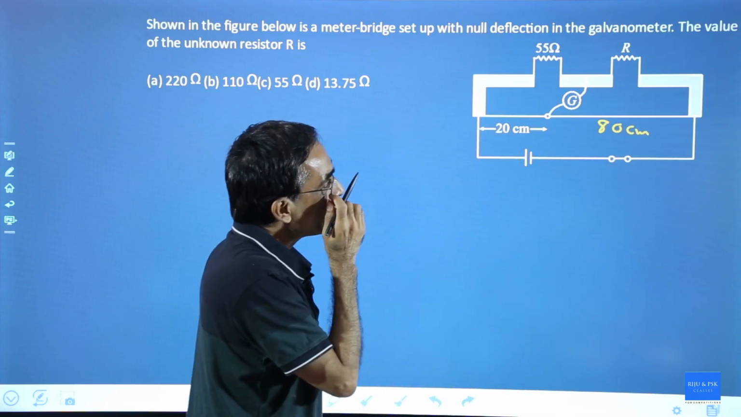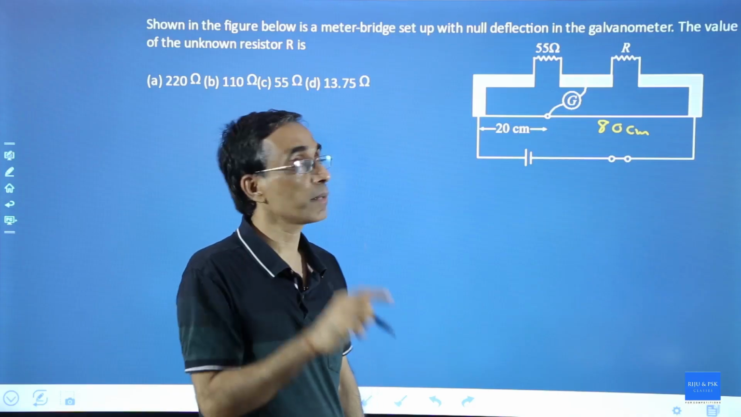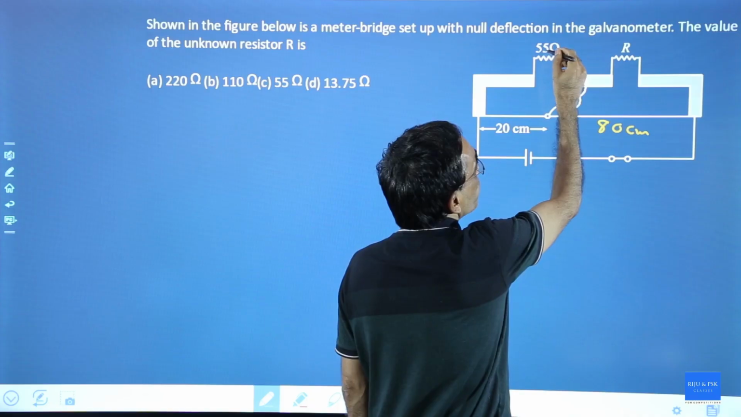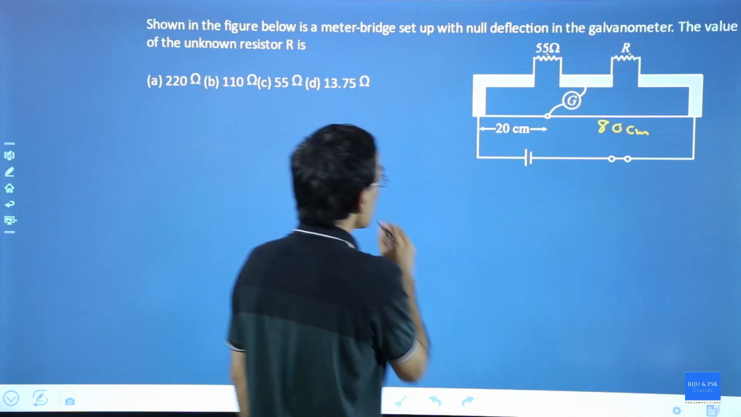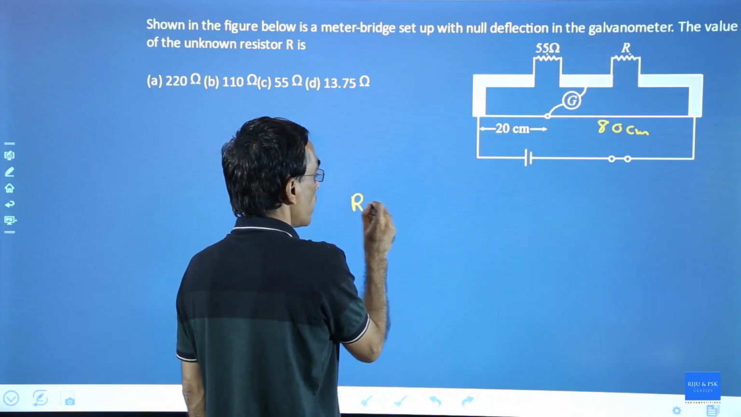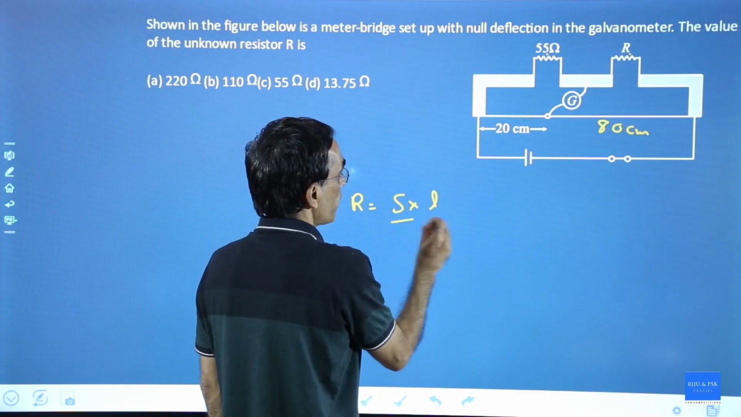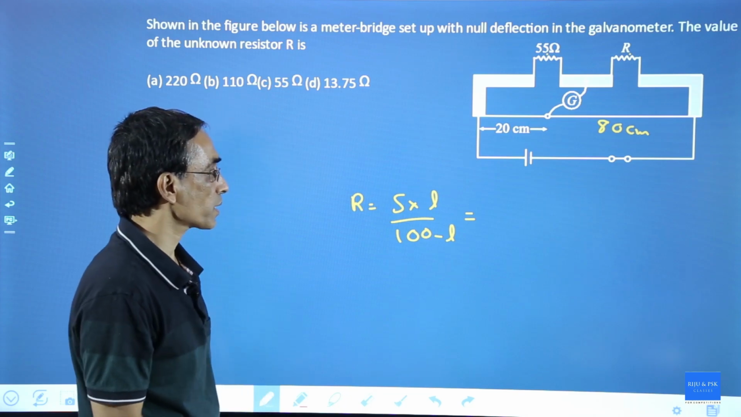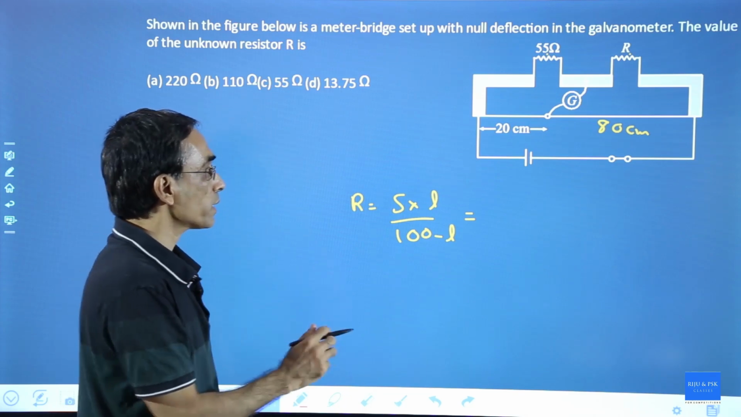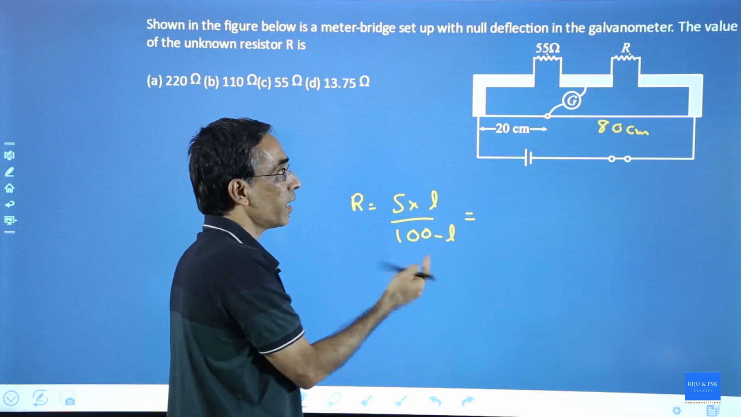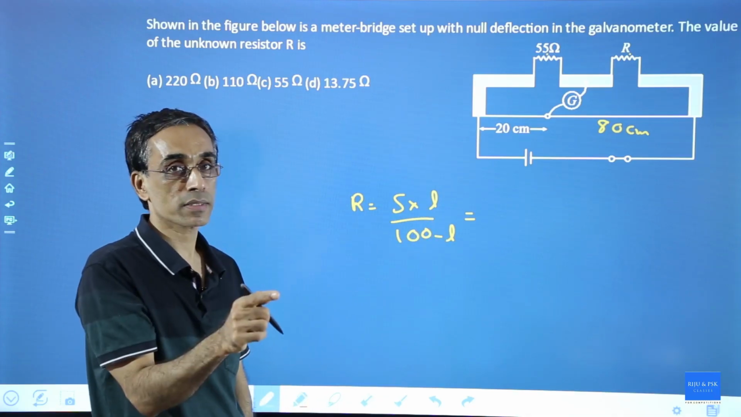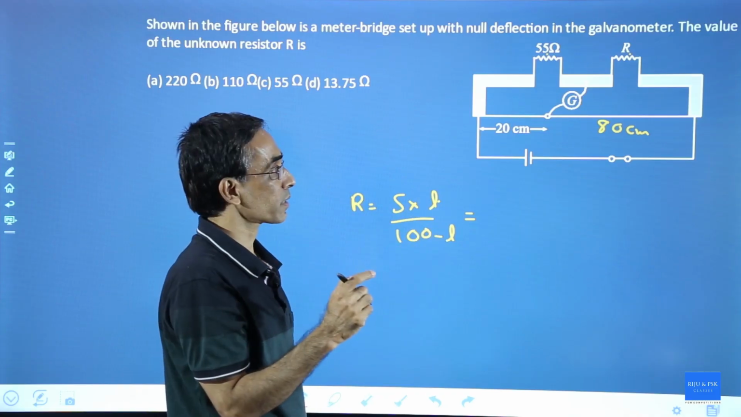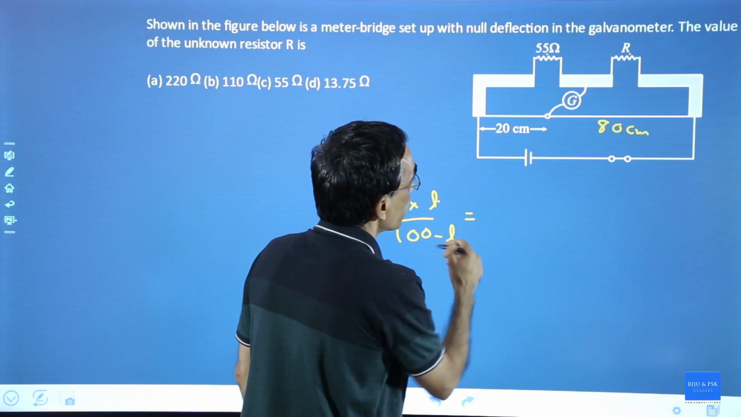Now, which side is P, which side is Q? That is very important. You should actually not worry. You have 55 ohm here, R ohm here. The standard equation for the resistance R was S into L by 100 minus L. But be careful that the balancing length L must be from the unknown side. The balancing length must be from the unknown side of the resistor. Fine. So, the best way to answer this.